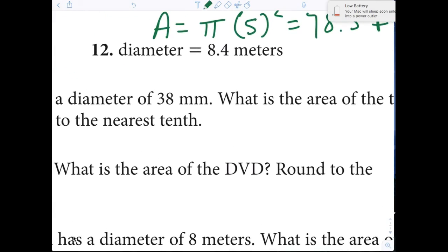You're right. So what's 8.4 divided by 2? Good. Say it again. Okay, pretty happy with that. All right, Jack.